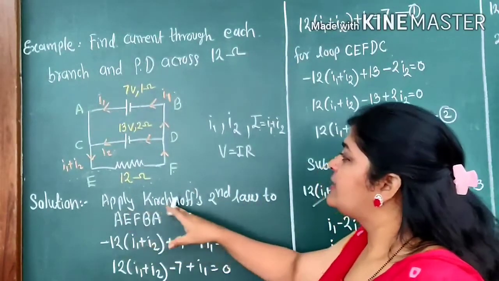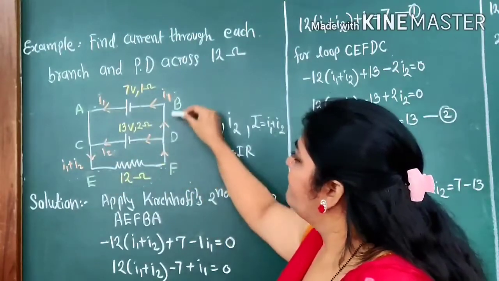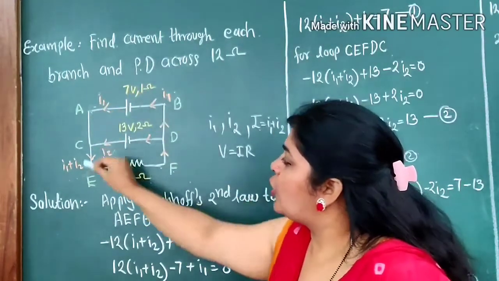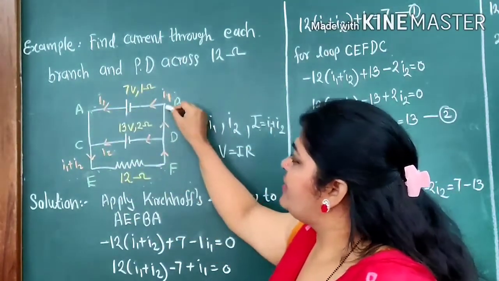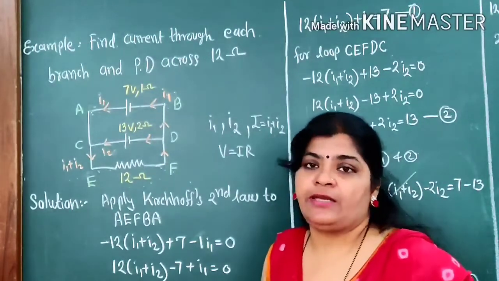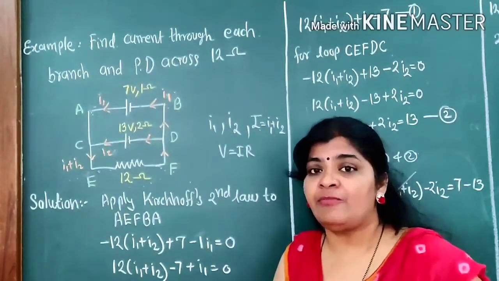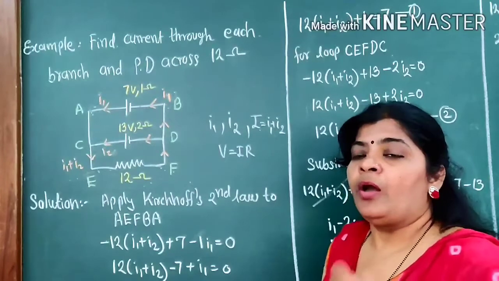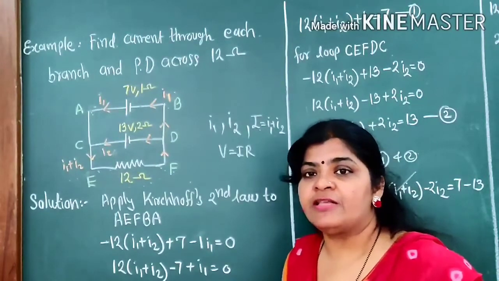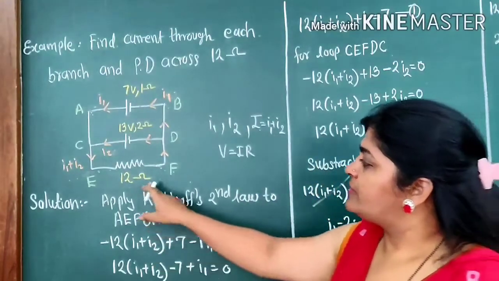First, we apply Kirchhoff's second law to this loop, that is A, E, F, B and again A. This outer loop is taken in the anti-clockwise direction: A, E, F, B, A. According to Kirchhoff's second law, the algebraic sum of the potential differences, the products of current and resistance, and the algebraic sum of the EMFs in that loop is equal to 0. Now come to this branch.